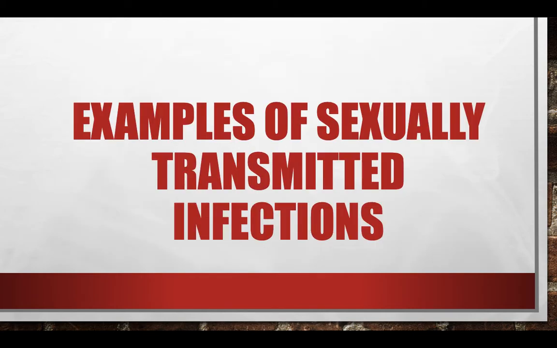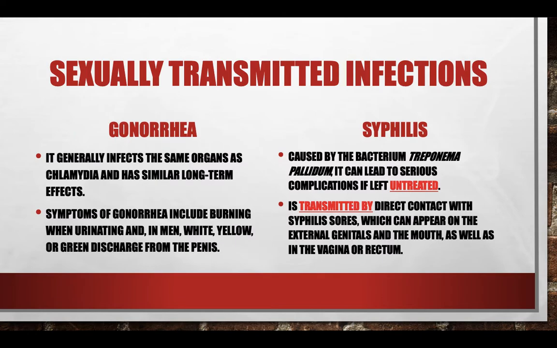What are the examples of sexually transmitted infections? For example, gonorrhea. It generally infects the same organs as chlamydia and has similar long-term effects. Its symptoms include burning when urinating and, in men, white, yellow, or green discharge from the penis. And you also have syphilis. It is caused by the bacterium Treponema pallidum. It can lead to serious complications if left untreated. It is transmitted by direct contact with syphilis sores, which can appear on the external genitals and the mouth, as well as in the vagina or rectum.